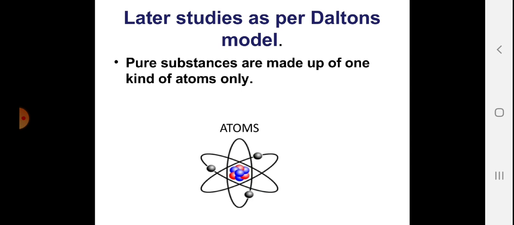Now, as per Dalton's model, which you might have heard of, the pure substances are made up of only one kind of atom. In the first PPT, we discussed that if you break the bar of pure gold, the further particles that you will receive will be of only and only gold. They are not made up of any other particles. So, this theory is only valid for pure substances as they are made up of only one kind of atom.